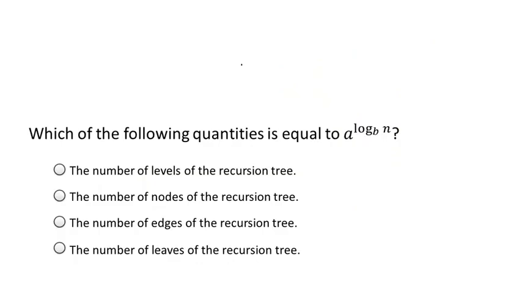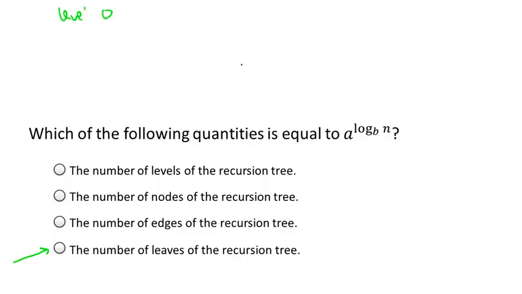So the correct answer to this quiz is the fourth response. A raised to the log base b of n is precisely the number of leaves of the recursion tree. And remember, in our intuition for case 3, recursion trees where the amount of work is increasing per level, we thought that perhaps the work would be dominated by the work done at the leaves, which is just proportional to the number of leaves. So why is this the answer?